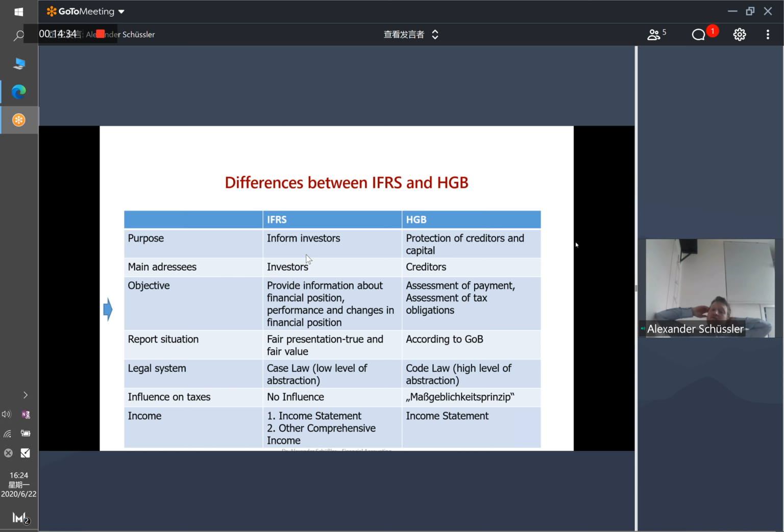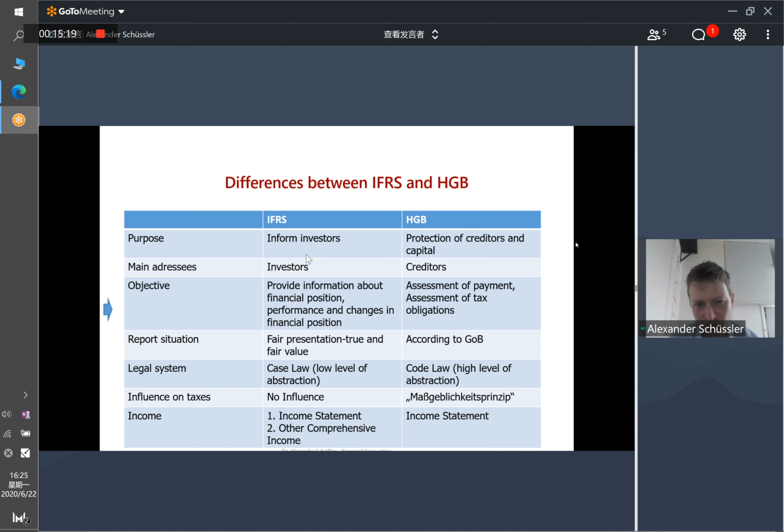In IFRS, it's different. The purpose of IFRS is to inform investors, and investors means basically shareholders, equity investors. So the main addressees are investors, shareholders for IFRS. IFRS wants to inform investors, and HGB wants to inform the creditors. Yeah, the creditors are banks, investors are shareholders.